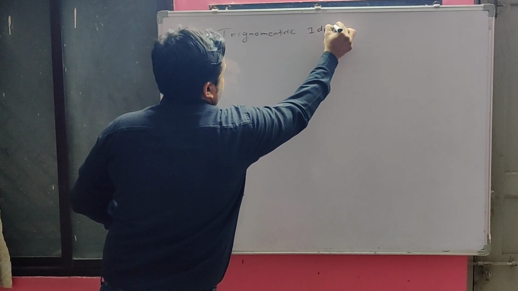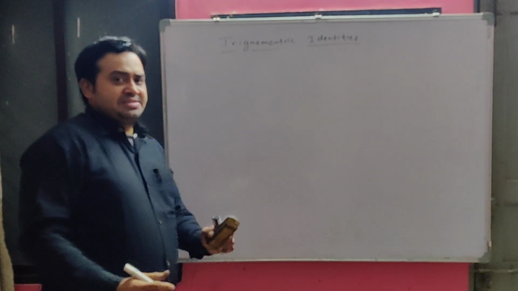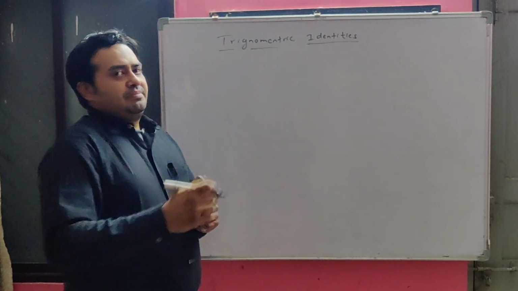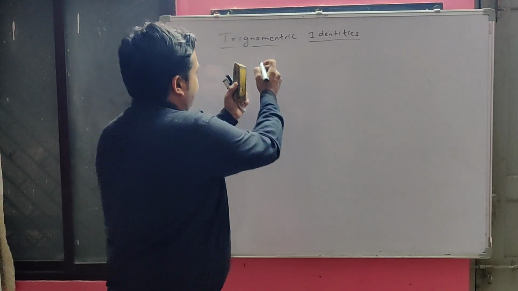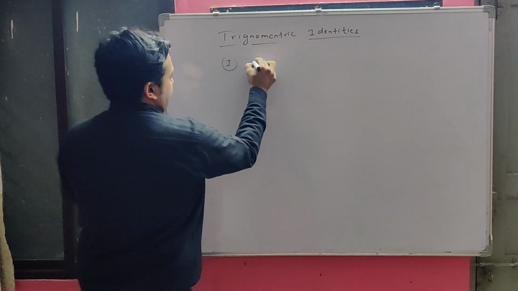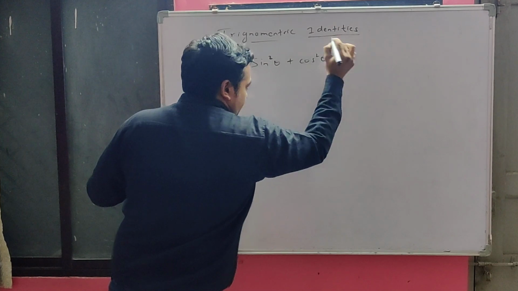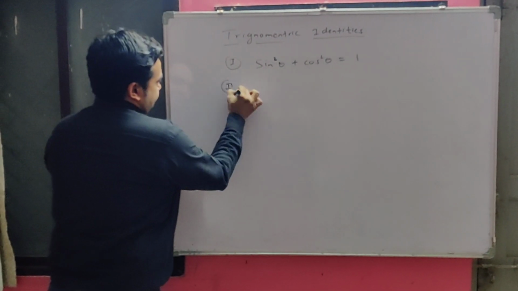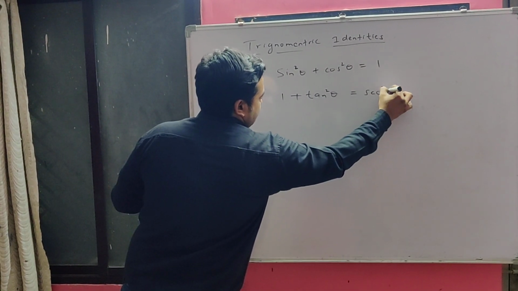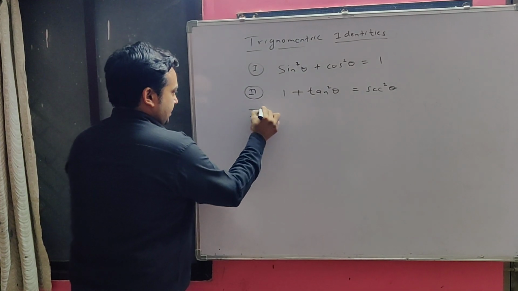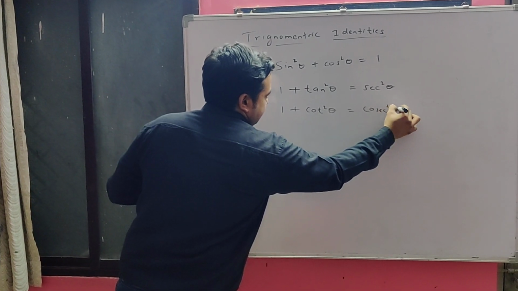Trigonometric identities. The main three trigonometric identities are the base of the trigonometry. All other double angle, triple angle formulas which are there in class 11th and class 12th are derived from these three. The first one is sine square theta plus cos square theta is equal to 1. Second formula, 1 plus tan square theta is equal to sec square theta. And the third, 1 plus cot square theta is equal to cosec square theta.